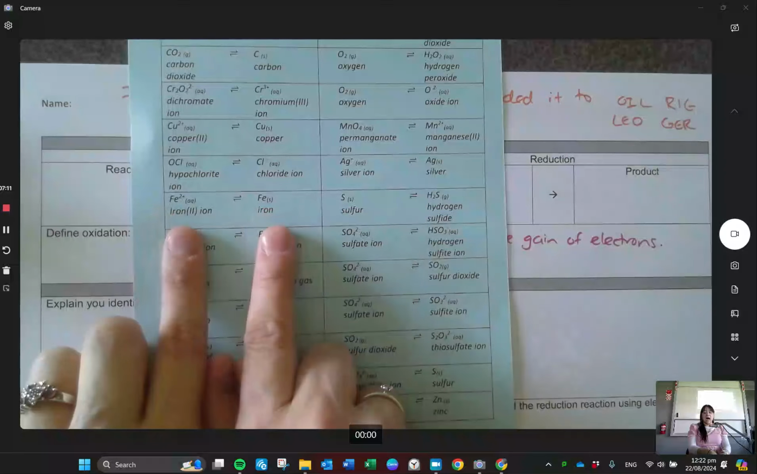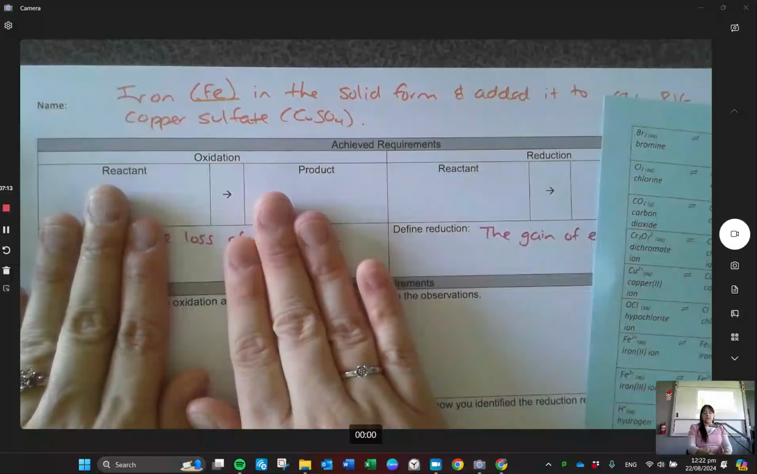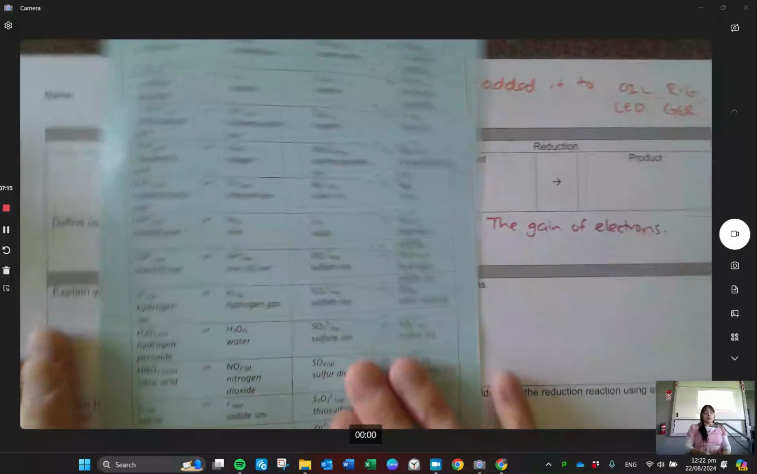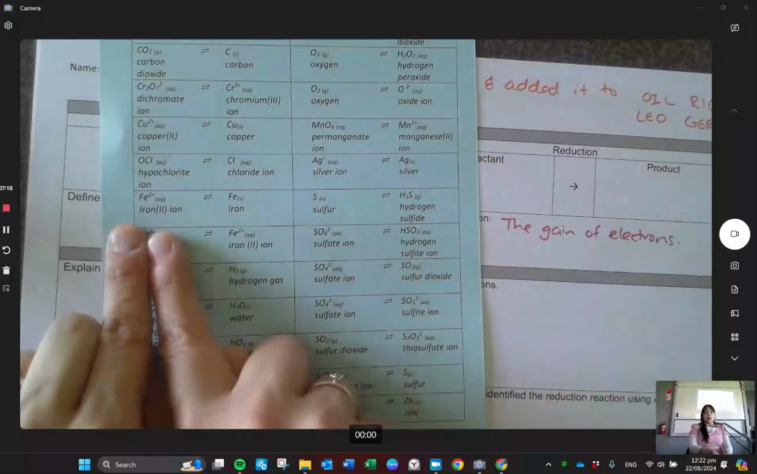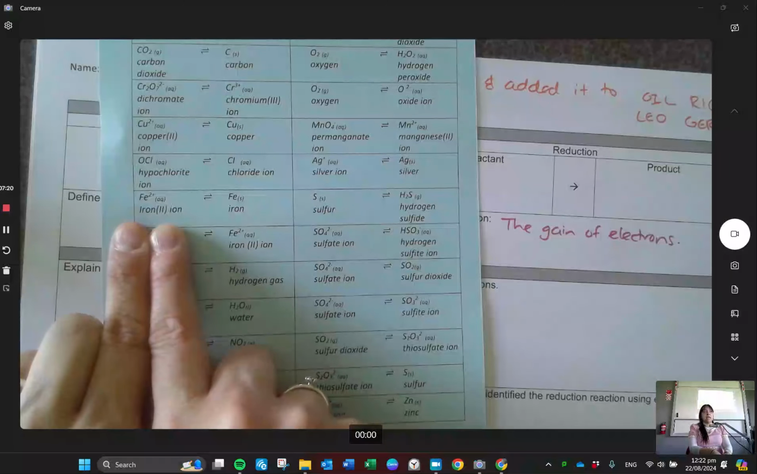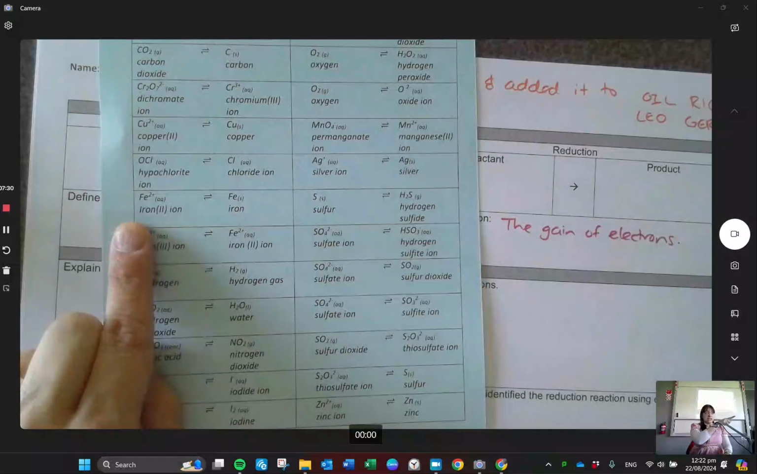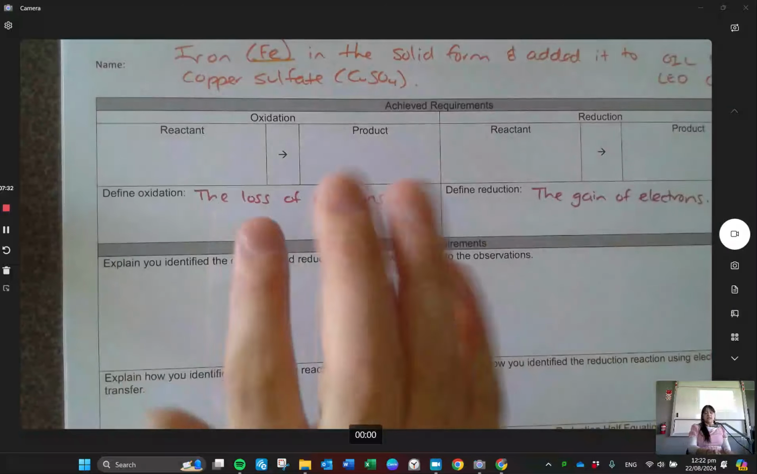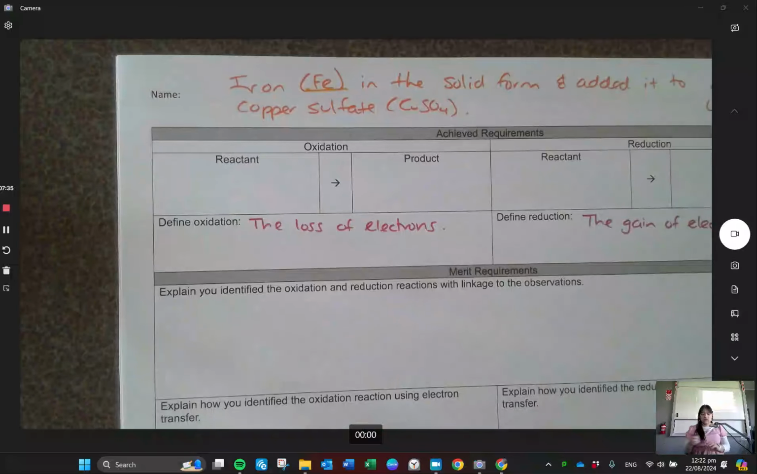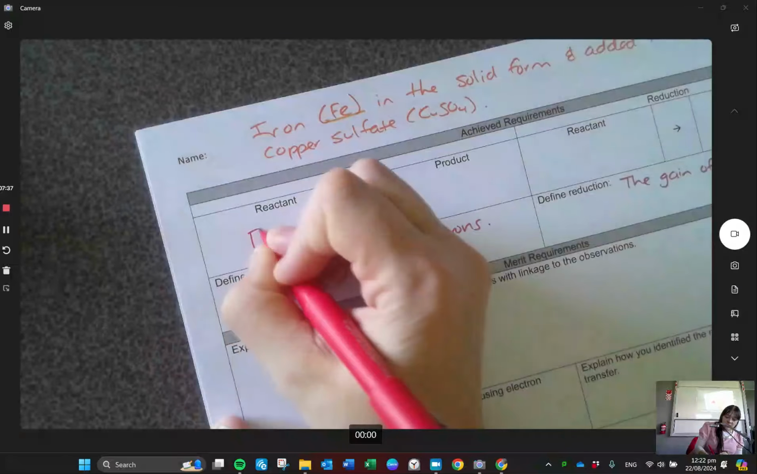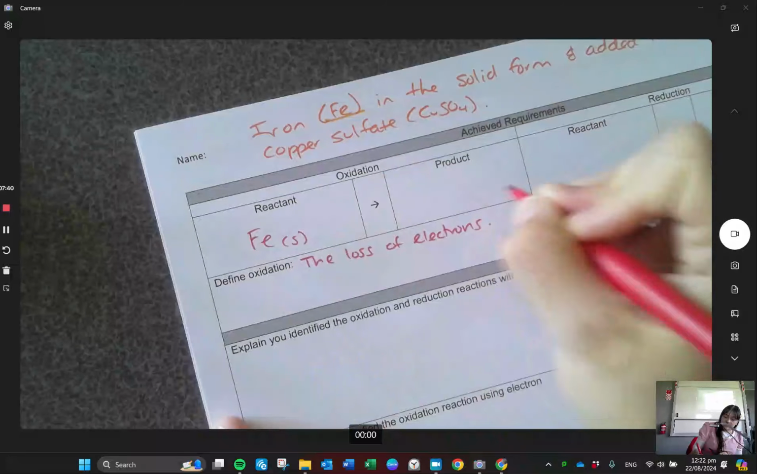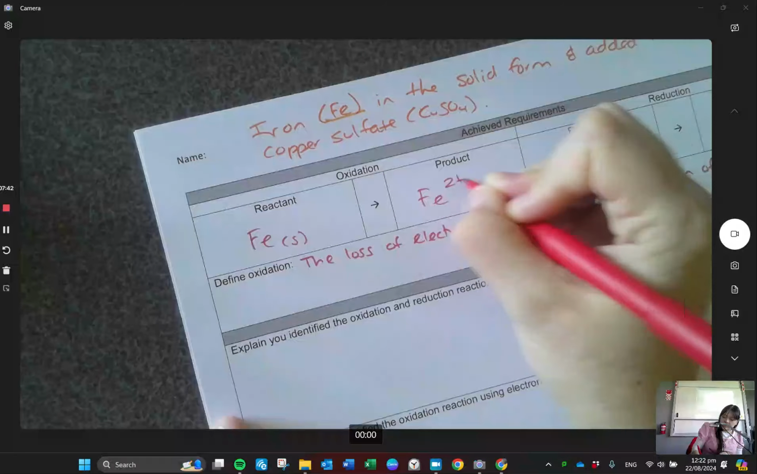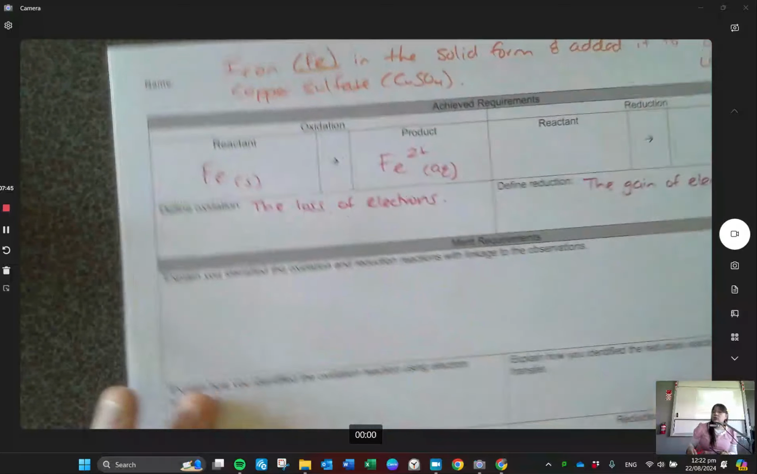Okay. I need to now figure out, does this go in the oxidation half or the reduction half? So I need to think about, if I have iron and it's now going to a positive ion, did I gain or lose electrons? Remember, electrons are negative. So I've lost them. So if I think loss of electrons, that is my oxidation. So I would have Fe as a solid going to Fe2+, which is aqueous in solution.